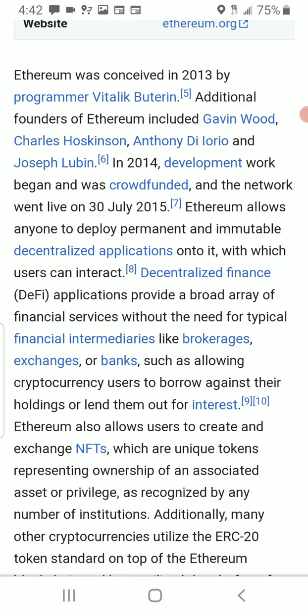Decentralized finance applications provide a broad array of financial services without the need for typical financial intermediaries like brokerages, exchanges, or banks, such as allowing cryptocurrency users to borrow against their holdings or lend them out for interest. So DeFi, decentralized finance, is one of the more popular things that people are building on Ethereum right now.